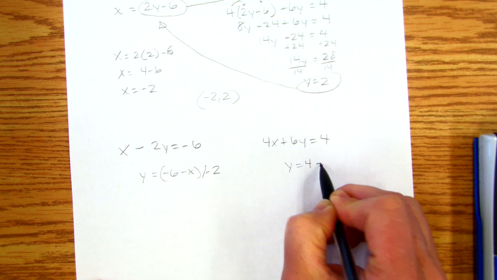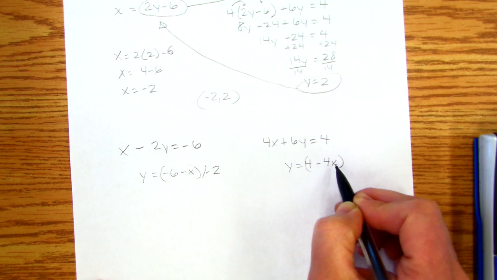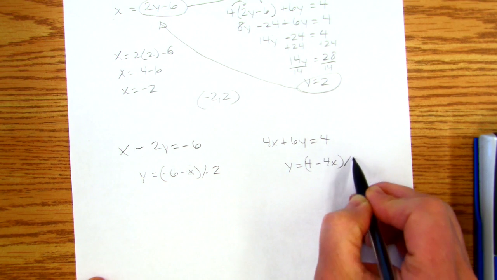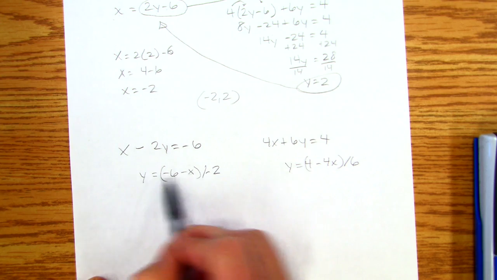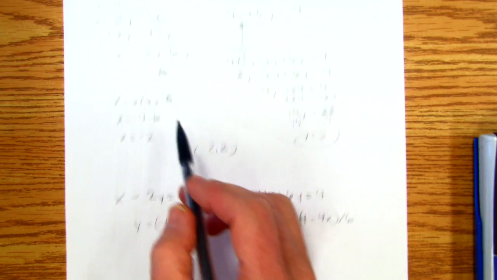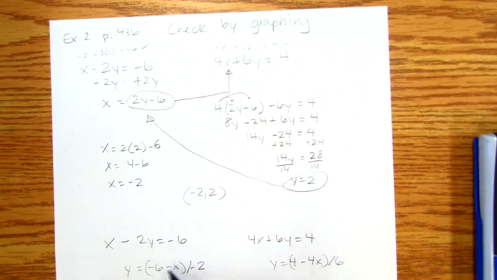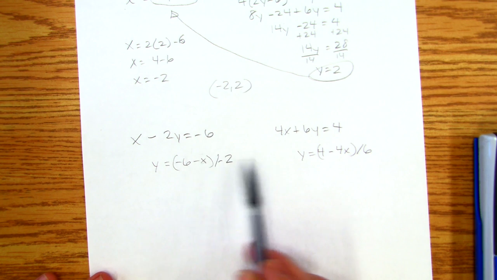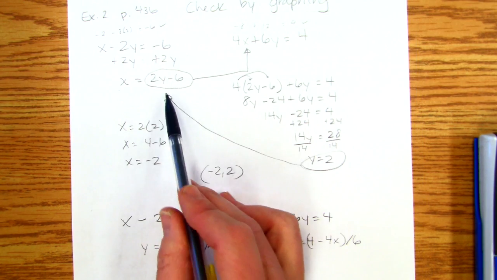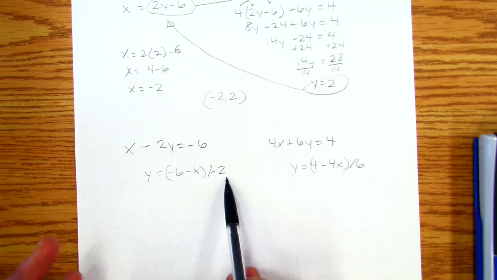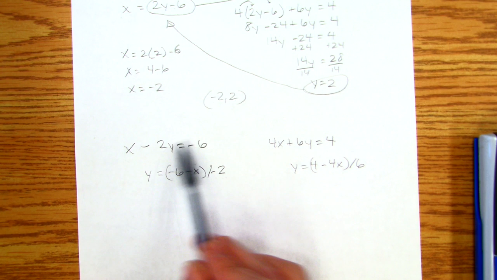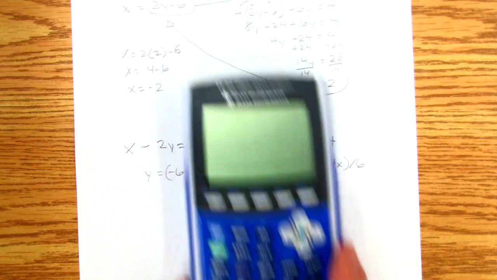I'm first going to have to subtract 4x. That's my first thing to do, so I need to put it in parentheses, and then I'm going to need to divide by 6. Now, neither one of these would I want to use to substitute. These are kind of yucky expressions in terms of substituting, but they're perfectly fine and efficient ways to rewrite this equation to graph it in our calculators.